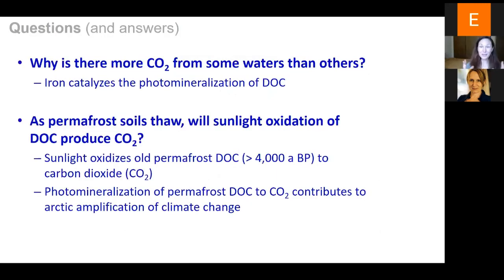Now, my specific research questions and answers, starting with the first one: what are the controls on this sunlight oxidation of DOC to CO2? Why do we observe more CO2 from some waters than others? I'll tell you now that the answer is iron, and we think it's iron in the water that catalyzes an important reaction. Then the second question is, as permafrost soils thaw and more of the DOC exported from land to freshwaters is that older permafrost DOC, will sunlight be able to oxidize that DOC? And the short answer is yes. We found that sunlight can oxidize old permafrost DOC, and enough that it matters for Arctic amplification of climate change.